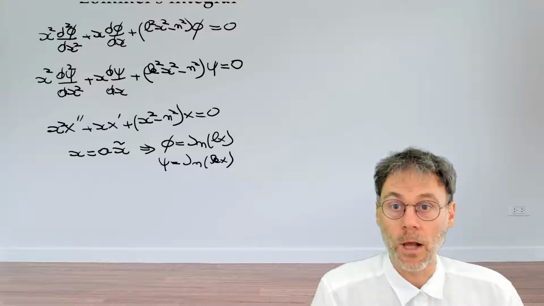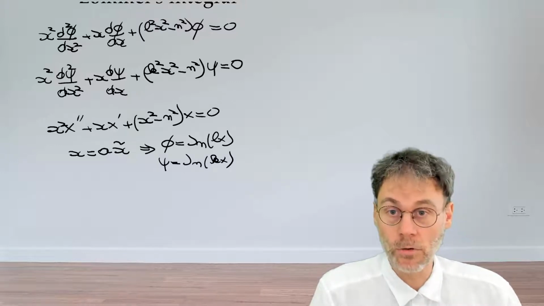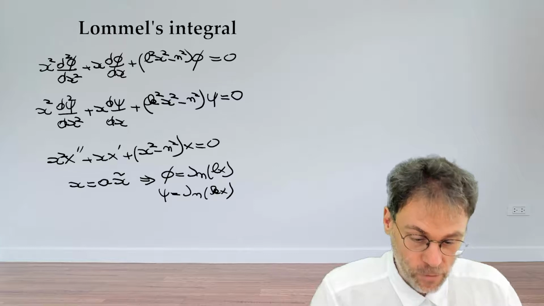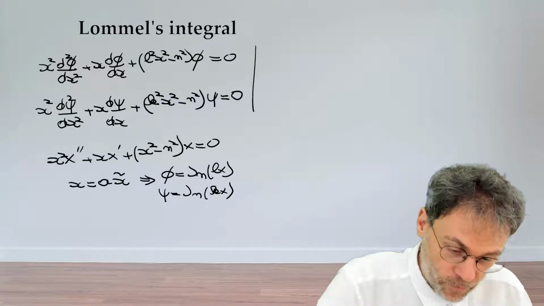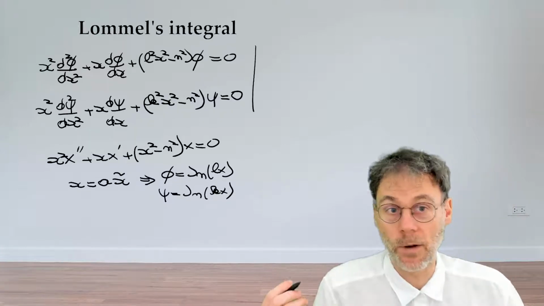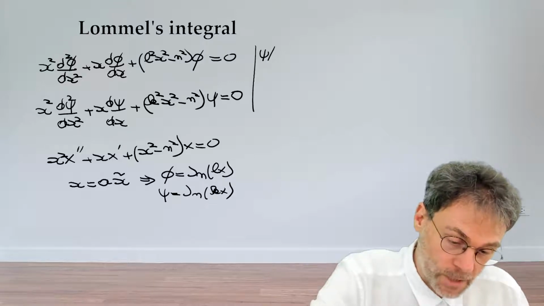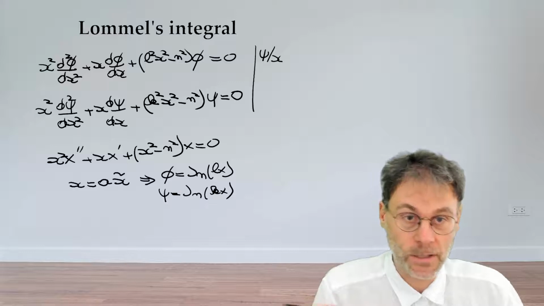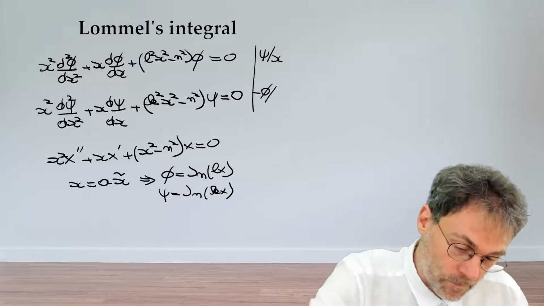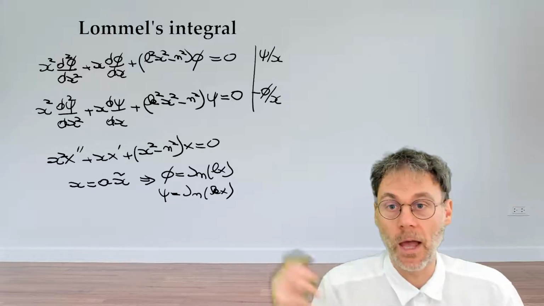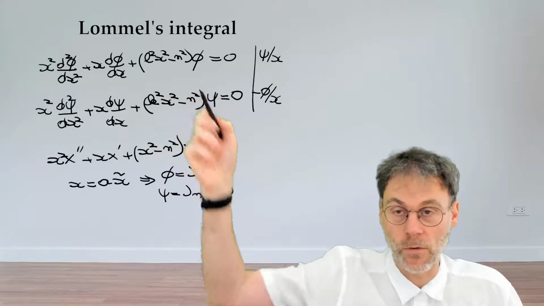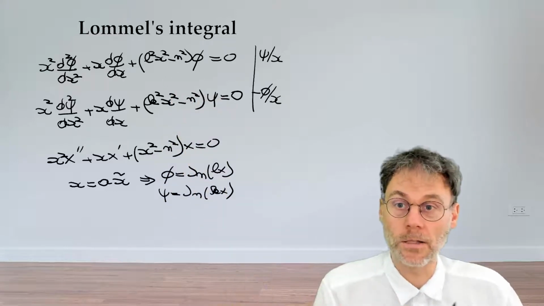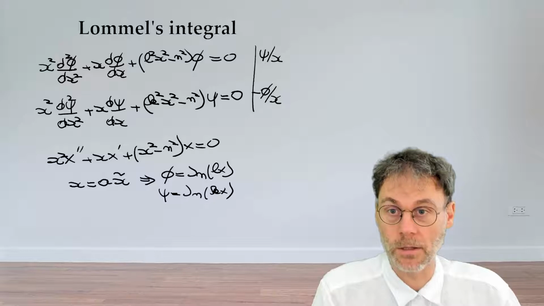Okay, now what Mr. Lommel was doing on some sort of rainy Sunday afternoon when he was bored is that he took the first equation and then he multiplied that equation by psi divided by x. And then he multiplied the second equation with minus phi divided by x. And then he added those two equations. So pause the video and see if you can reproduce that calculation.